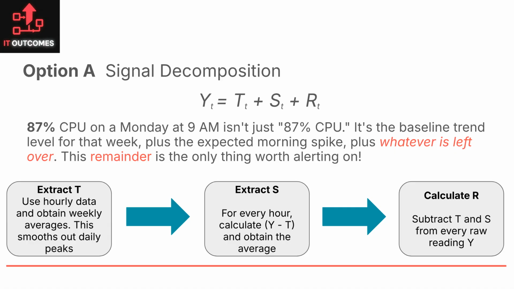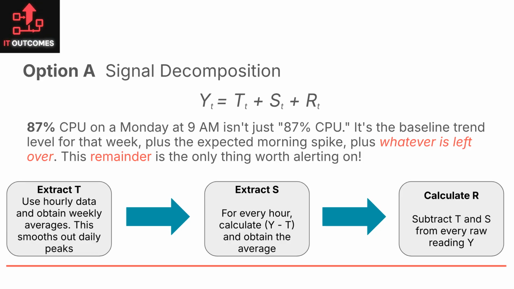So let's look at that first option, option A, signal decomposition. We're going to be referring to our CPU utilization as our signal. This is the signal that we're interested in monitoring and alerting on. Now, what we're saying here with y = t + s + r is that our signal, our CPU utilization, is actually made up of different components, right? It's made up of three components.